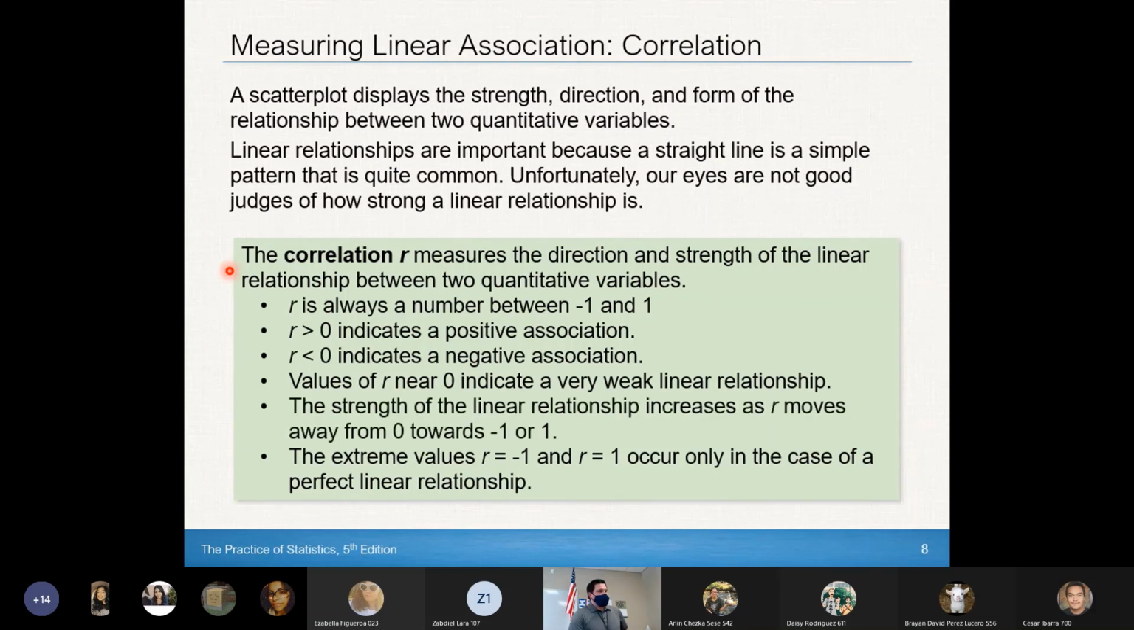The strength of the linear relationship increases as r moves away from 0 towards -1 or 1. The extreme values of r equaling -1 and r equaling 1 occur only in the case of a perfect linear relationship. So chances are you're never going to actually get an r equaling -1 or r equaling 1. You'll just get really close.